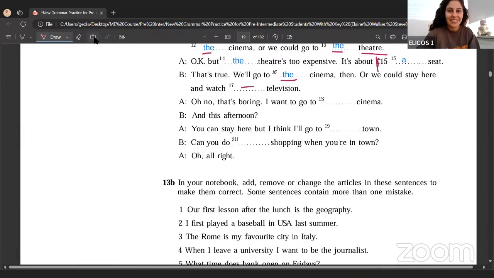Oh no, that's boring. I want to go to the cinema. Yes. So again, like I said, you can keep saying that. So be careful with these little short words. You've got to not read them too fast. So I want to go to the cinema. So that's how it sounds. Now, even if I said it fast, I'm still very clear with these little short words. I want to go to the cinema.